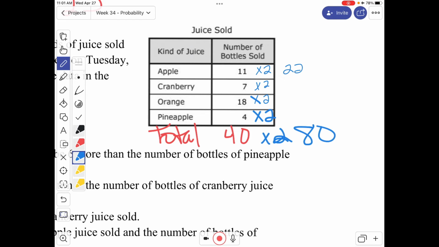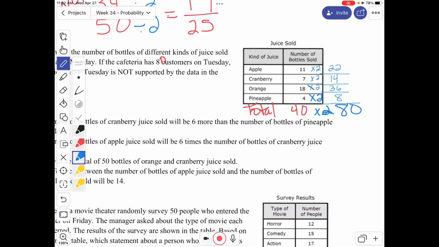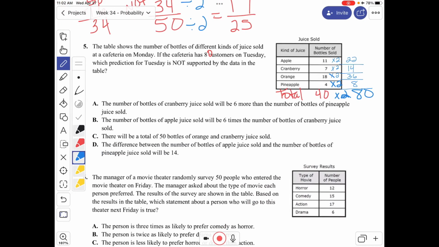11 times 2 is 22. 7 times 2 is 14. 18 times 2 is 36. And 4 times 2 is 8. Now that I have my predictions, I can read the answer choices.